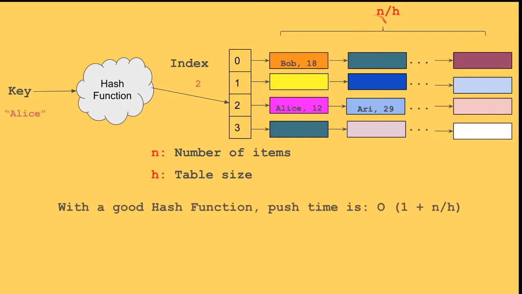And if I'm able to keep this average number n over h a small number or a constant number, then I can say with a good hash function, the push runtime is O of 1 for going from hash function to the index, plus n over h, which would be the search. On average, the length of this is n over h, so it would be at worst n over h searches to find the value, for example, Alice or Ari. And if n over h is small, then the search time is really O of 1.